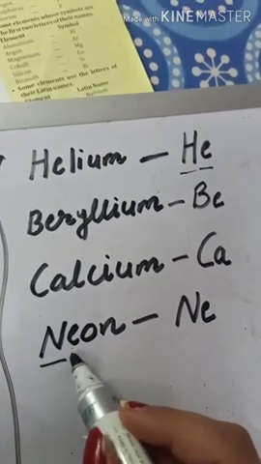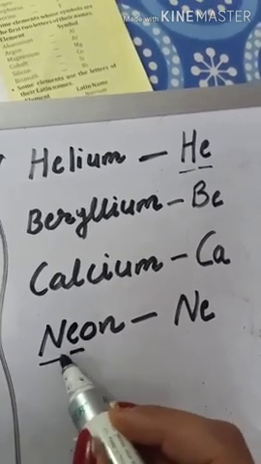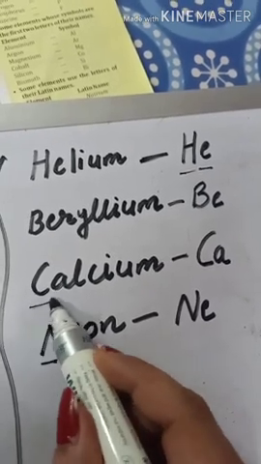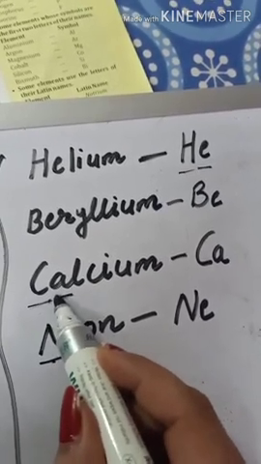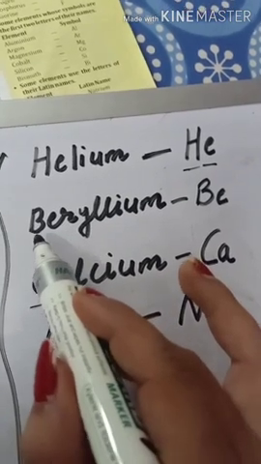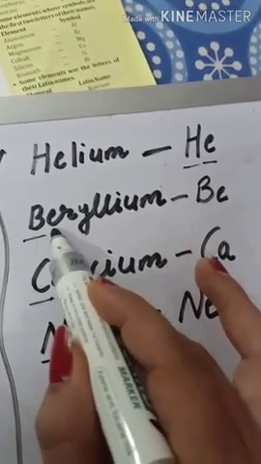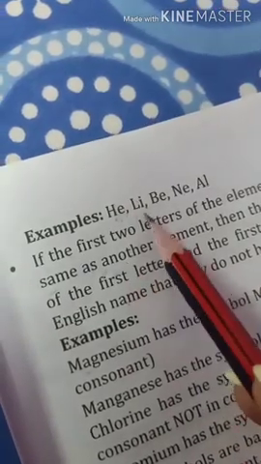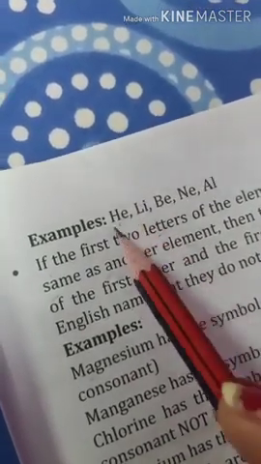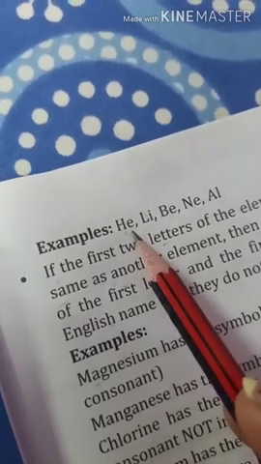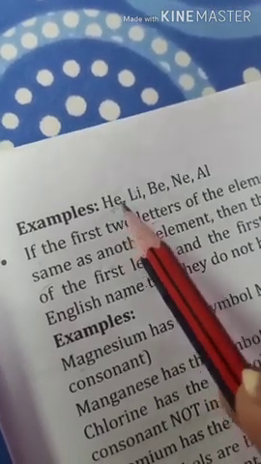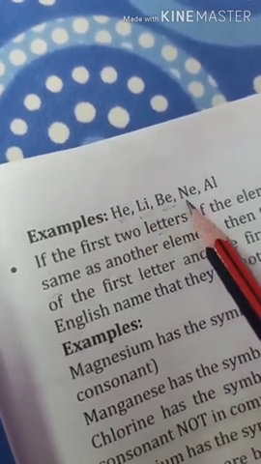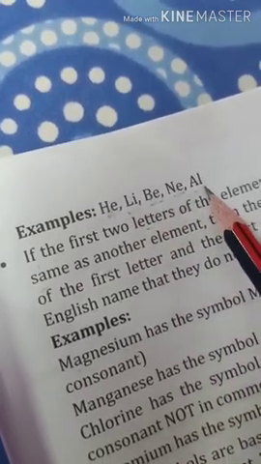First letter capital, then second smaller: capital N, small e. First letter capital, capital C, second smaller, that is small a. First letter capital, capital B, second letter in small, that is small e. Here we have some examples of symbols with two letters from the English name of their elements. For example, helium, lithium, beryllium, neon and aluminium.